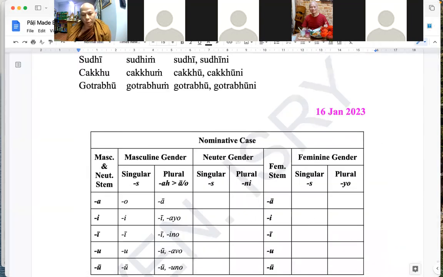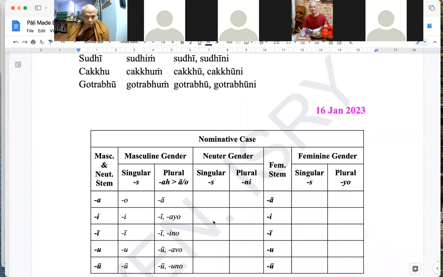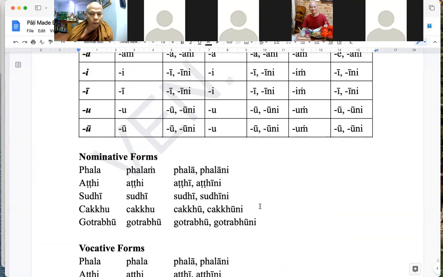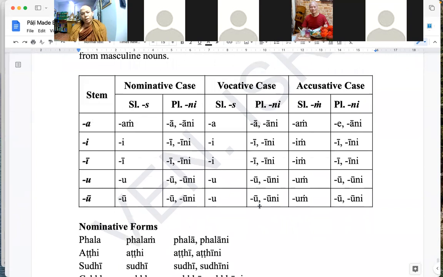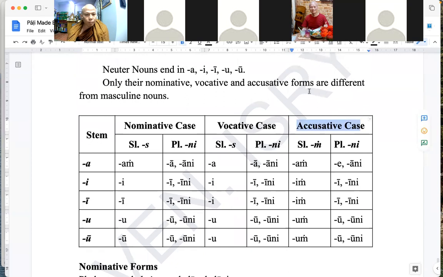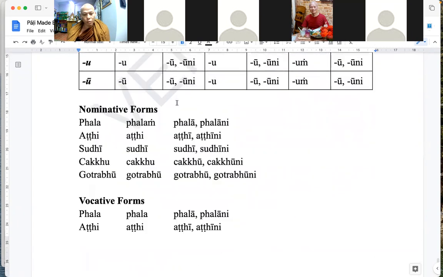So last week, we have learned the neuter noun, how to decline. Neuter nouns are mostly the same as the masculine noun, only the nominative case, vocative case, and accusative case are a bit different. From the instrumental to the locative, they are exactly the same as the masculine.